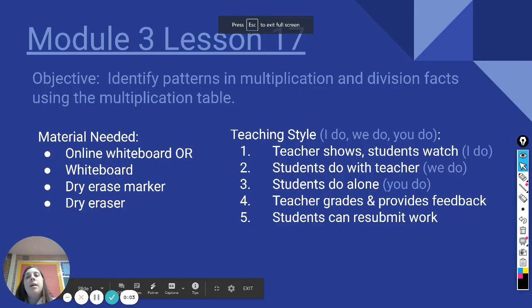Today we're going to be doing Module 3, Lesson 17. The objective of today's lesson is to identify patterns in multiplication and division facts using the multiplication table. The materials needed for today are your online whiteboard or your whiteboard, dry erase marker, and dry eraser. And the teaching style we're going to follow is where I do it, we do it together, and then you do it on your own.